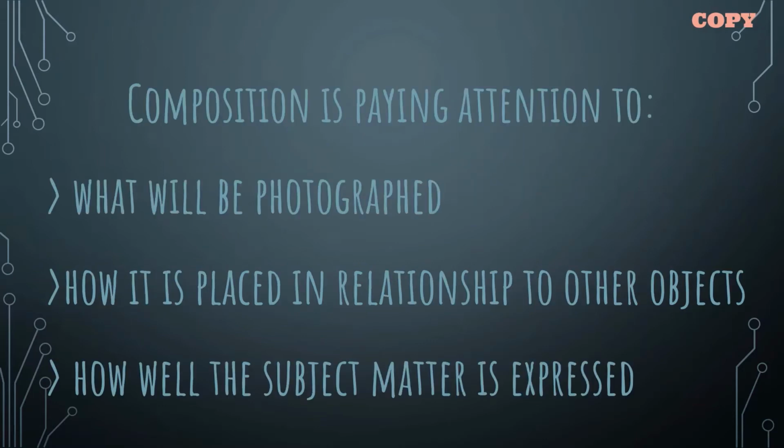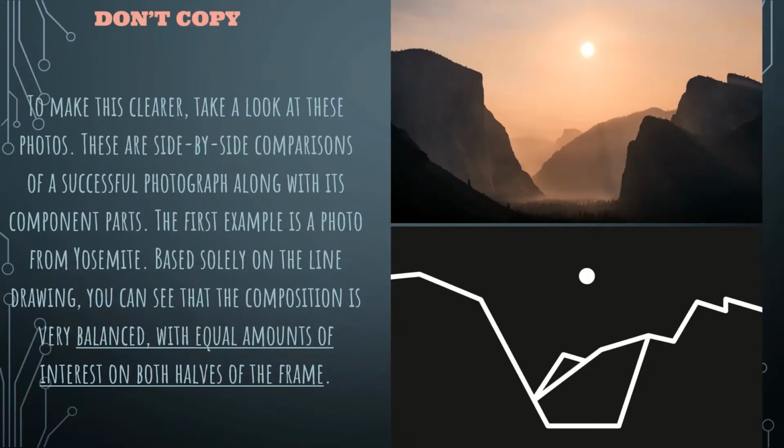Composition is paying attention to what will be photographed, how it is placed in relationship to other objects, and how well the subject matter is expressed. For the next 3 slides, please do not copy. What I'm going to show you is a famous picture, and the picture done with basic lines so that you can see how your eye would move around the photo itself.